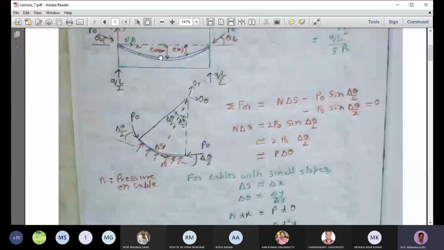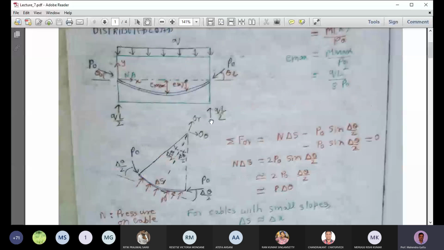So it is a parabola. So we'll have to find what d square y by dx square is for the parabola. Let's find the equation for the parabola now. So how do you find the equation for the parabola?